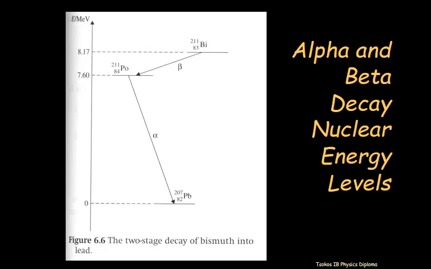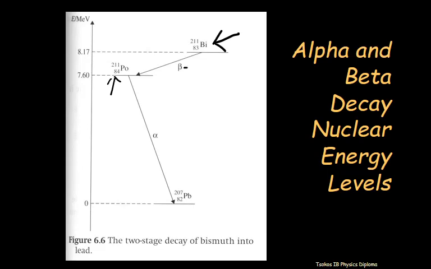All right, so if we look at this case here, this is a nice one because this looks at multiple levels. We're going from bismuth to polonium to lead. Bismuth beta decays, and so goes from 83 to 84. So it's gaining a proton, therefore it shoots out an electron. So that'd be beta minus decay.